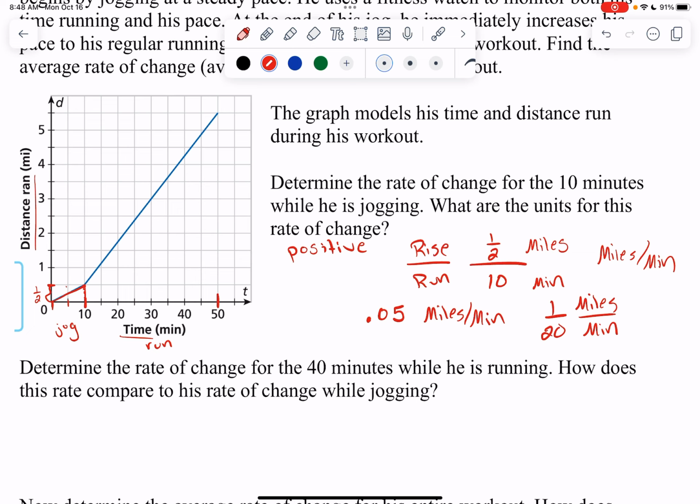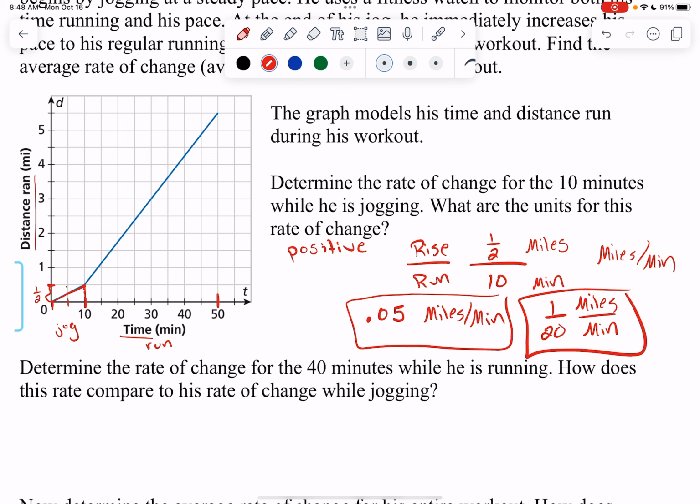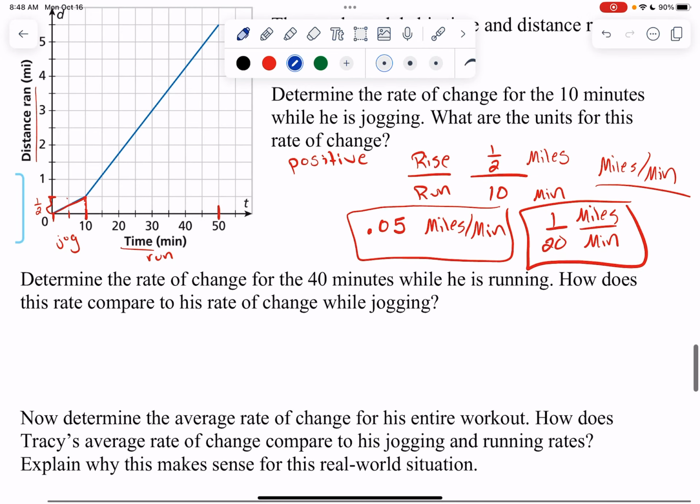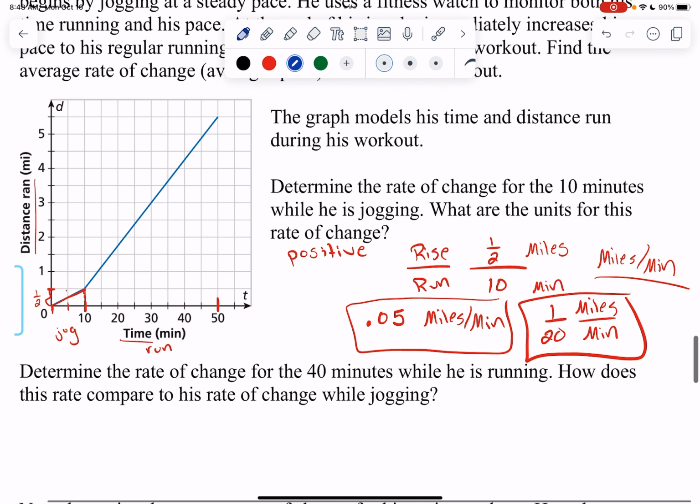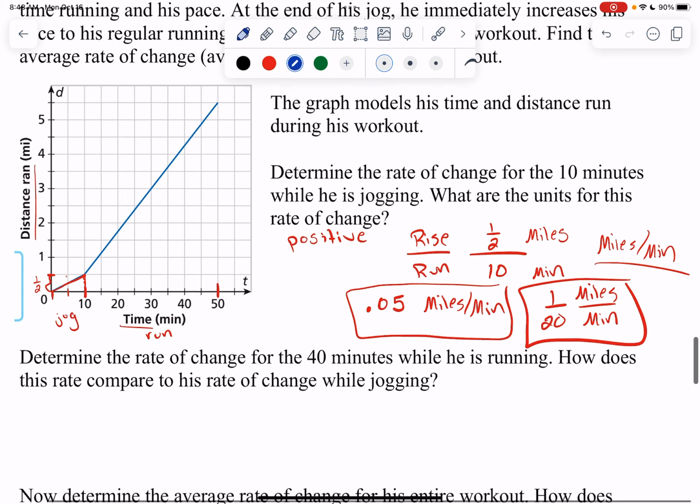So determine the rate of change for the 10 minutes while he is jogging. He can go 0.05 miles per minute or 1 mile per 20 minutes. And what are the units? Miles per minute. That's while he's jogging. Determine the rate of change for the 40 minutes while he is running. How does this rate compare to the rate of his while jogging?